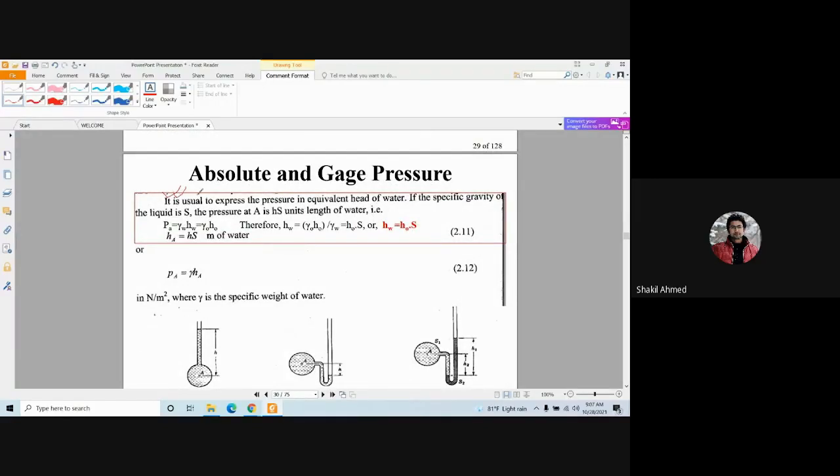It is usual to express the pressure in equivalent head of water. If the specific gravity of the liquid is S, the pressure at A.